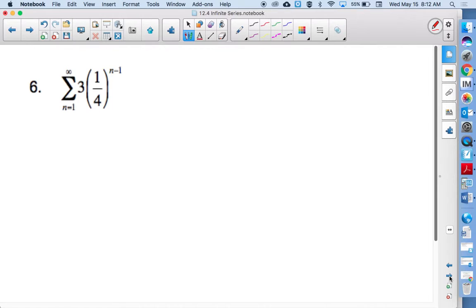So see if you can do number 6. And then do you guys have a 7 on there? Yes, okay. So why don't you try number 6? I'm going to pass out some graph paper. So you need to figure out what r is. And then find the sum. And then why don't you take a peek at number 7?